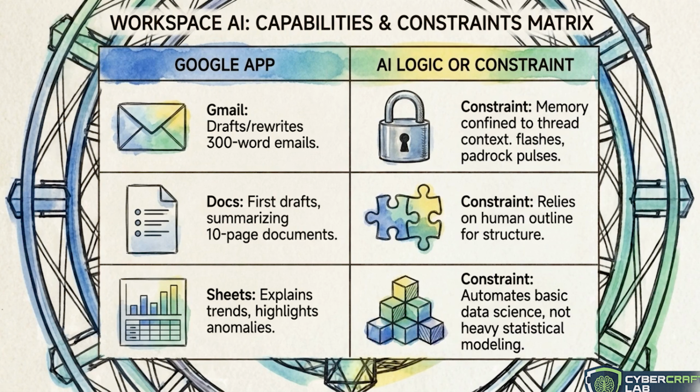In Google Docs, it can generate first drafts or summarize 10-page documents into bullet points, but it relies entirely on you to provide a clear, accurate outline. Without strong structural intent, the output wanders. Inside Sheets, the AI explains data trends and highlights anomalies without forcing you to write complex formulas. It automates basic data science, though it won't replace a heavy statistical modeling tool.